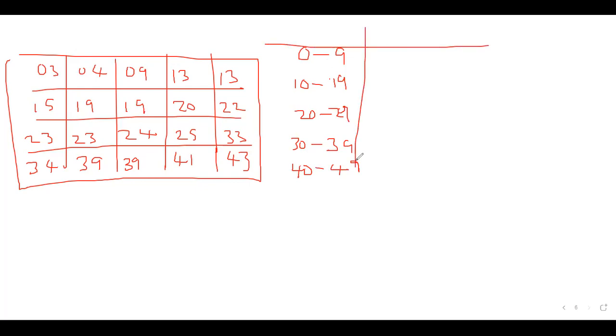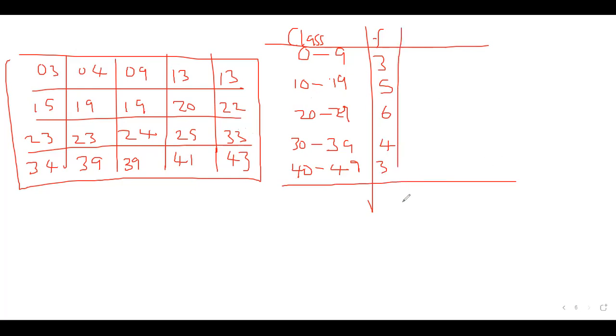So how many are they from 0 to 9? This is our class. 1, 2, 3. So there are 3, right? From 10 to 19, how many are there? 1, 2, 3, 4, 5. So there are 5 there. From 20 to 29? 1, 2, 3, 4, 5, 6. Here we have 6. From 30 to 39, how many are they? 1, 2, 3, 4. 4. From 40 to 49, how many are they? 1, 2. Okay. Sometimes they may not be arranged very well. They could be scattered, but you need to be careful. All right, so this is a class width of what?